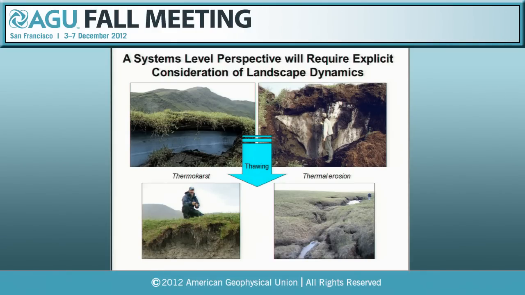You can certainly see that there are ice lenses, ice wedges prevalent in Arctic systems, and that with thawing, we can get deformation of the land surface and the formation of thermokarst and thermal erosion features.